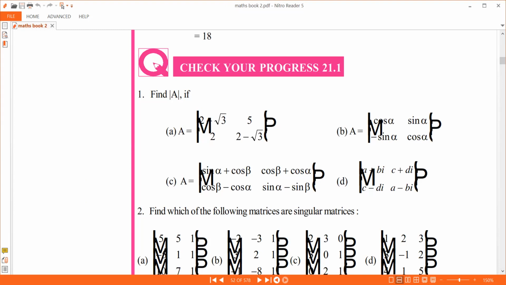Suppose I tell you, the second problem is trigonometry. Cos alpha, sin alpha, minus sin alpha, cos alpha. That is given to you. Now solve using a calculator. What will you do?